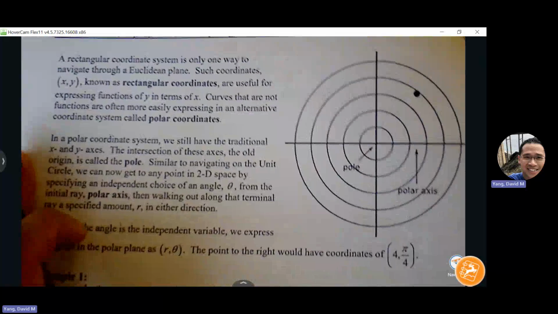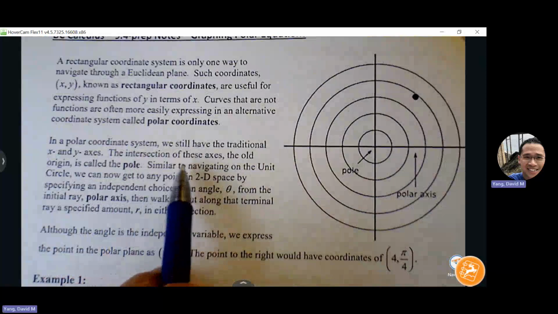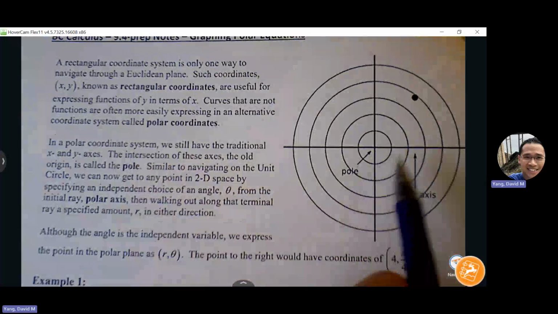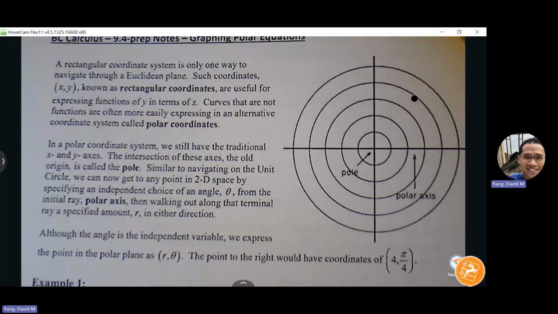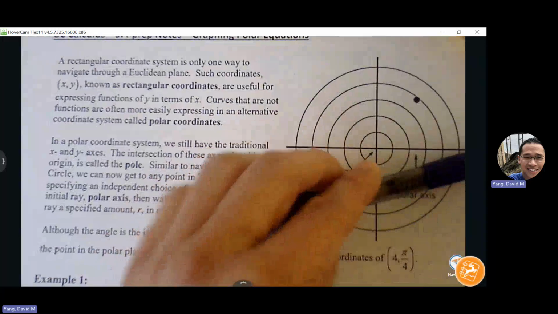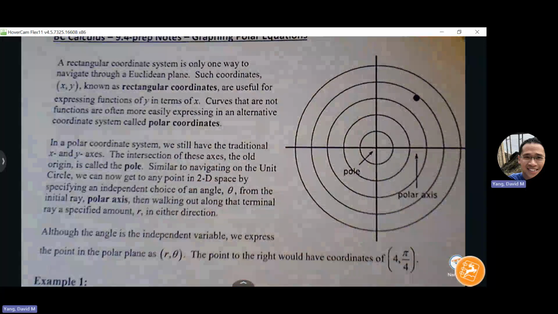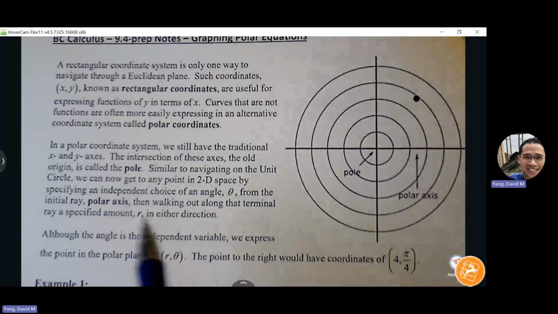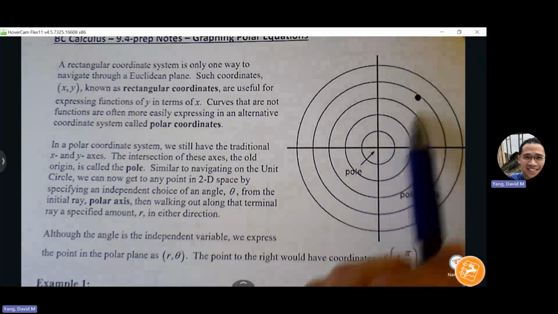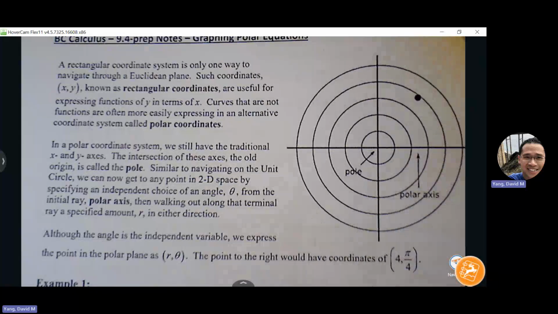In a polar coordinate system, we still have the traditional x and y axis. The intersection of these axes, the old origin, is now called the pole. Similar to navigating on the unit circle, we can now get to any point in 2D space by specifying an independent choice of an angle theta. So just identify some angle theta from the initial ray, from the polar axis, and then we walk out that terminal ray a specified amount r in either direction, either towards or away from that quadrant.